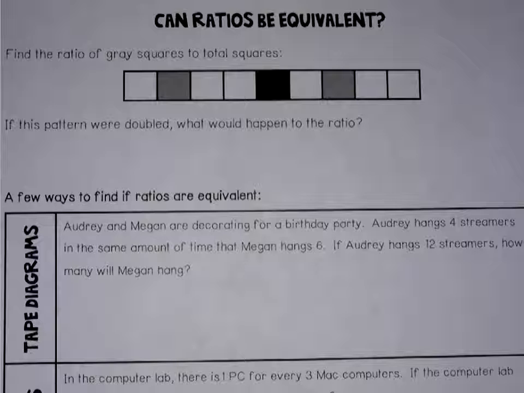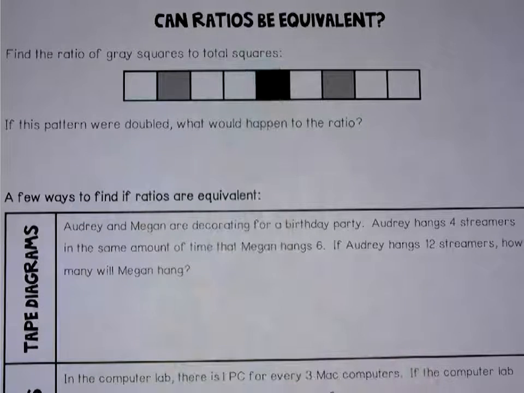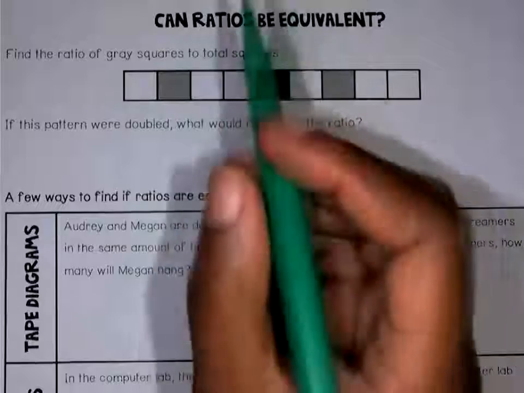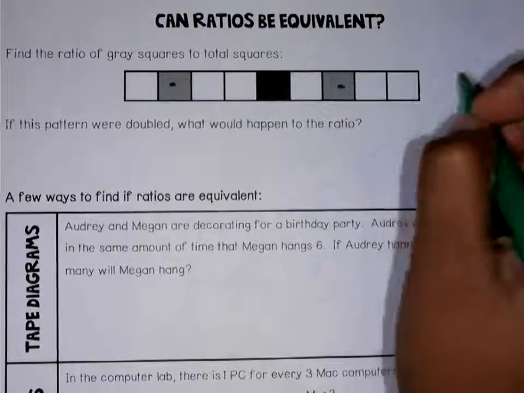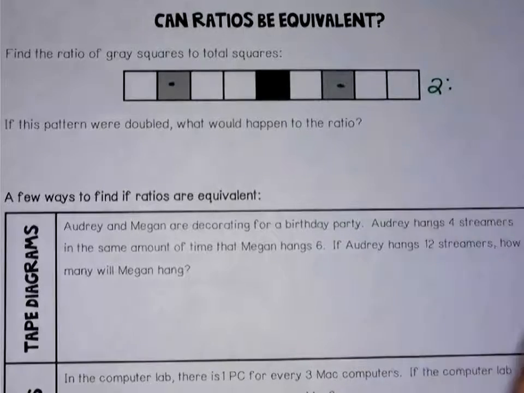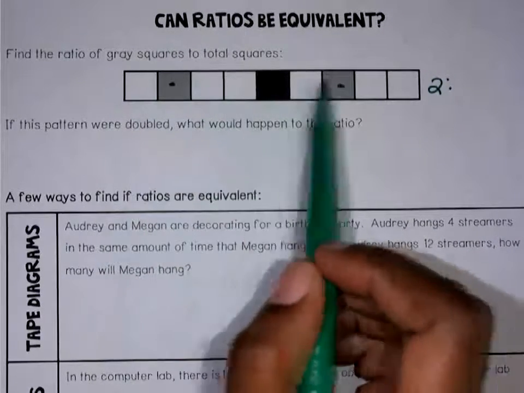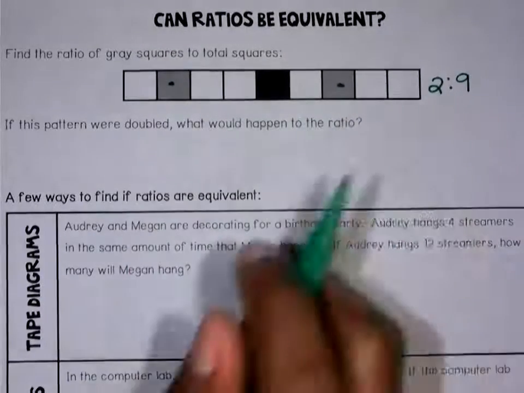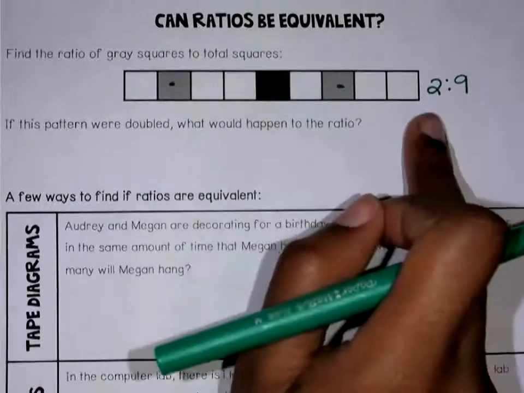So to start off, we have find the ratio of gray squares to total squares. If you look to see how many gray squares, we have one right here and one right here. So that's going to be 2. And how many total squares? 1, 2, 3, 4, 5, 6, 7, 8, 9. So the ratio for gray squares to total squares is 2 to 9. 2 gray squares, 9 total squares.